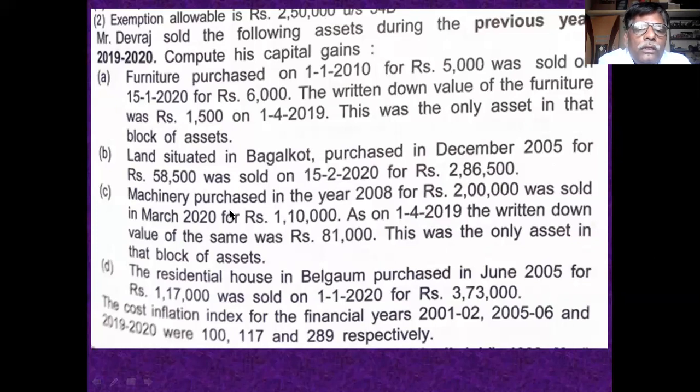And second point, you take the full value of consideration, deduct the indexed cost of acquisition. Third point, you take the sale value. Furniture cost is 2 lakh and sold in March for 1,10,000. 1,10,000 is the sale value. Written down value is 81,000. You deduct 81,000, you will get the short-term capital gain. And fourth point is you take full value of consideration less indexed cost of acquisition. Clear?